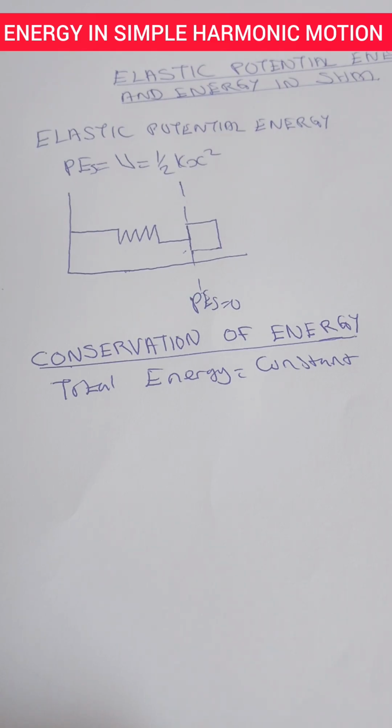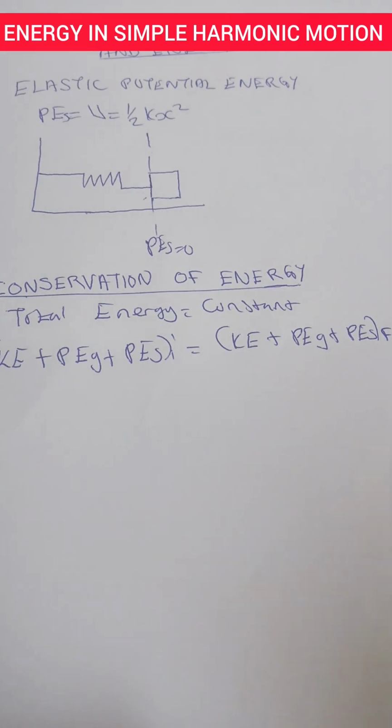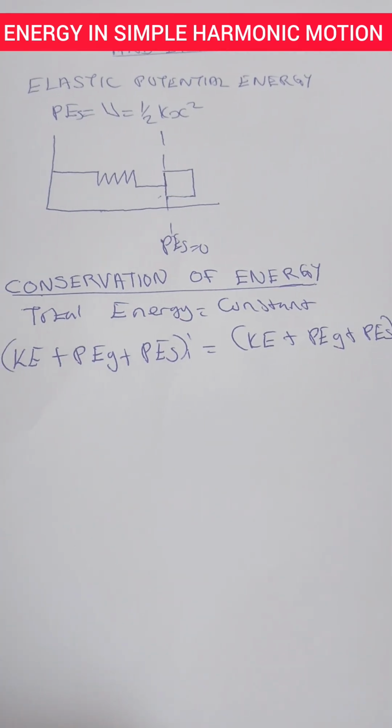In simple harmonic motion, we find that the energy is just changing between kinetic energy, gravitational potential energy, and elastic potential energy. So we have this formula, energy before is equal to energy after. The energy keeps rotating through kinetic energy and potential energy.